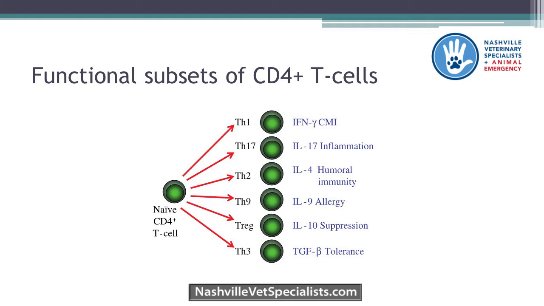Th regulatory cells we know are also really important in allergy, but we know that because there's not enough of them. And this is true for autoimmune disease as well. And then Th3 cells are also important for tolerance. And that's all we're going to do detail-wise on that.